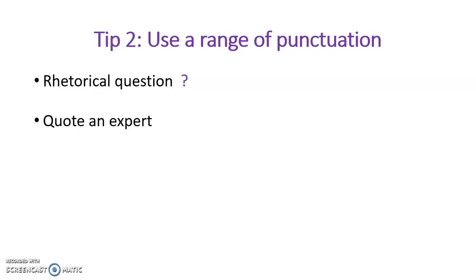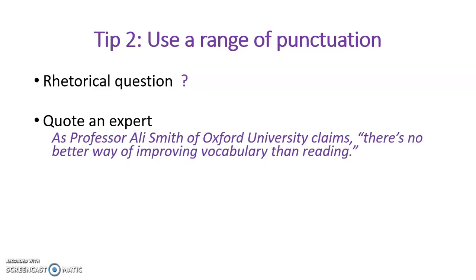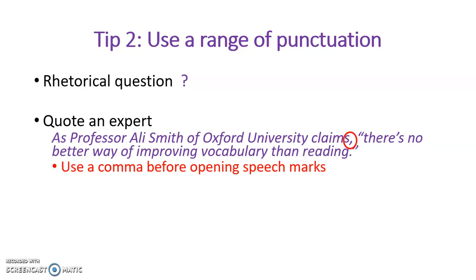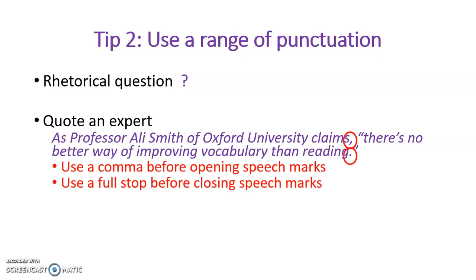The second way I think is really good to get punctuation in is to quote an expert. Now, this one is pretty obvious in that it gives you some speech marks, doesn't it? So here's my example. As Professor Ali Smith of Oxford University claims, "There's no better way of improving vocabulary than reading." Buzzing. I've got a question mark and I've got speech marks. But if I get that right, I actually get 3 bits of punctuation in there, don't I? So firstly, I get the comma before I use my speech marks. I get the full stop before I close my speech marks, and then I get the speech marks. So 3 in 1 for quoting an expert. I can't recommend it enough.